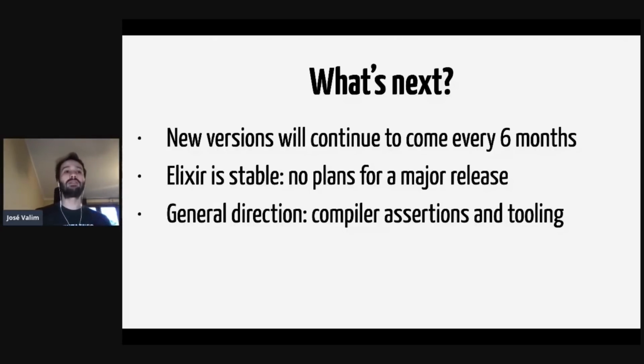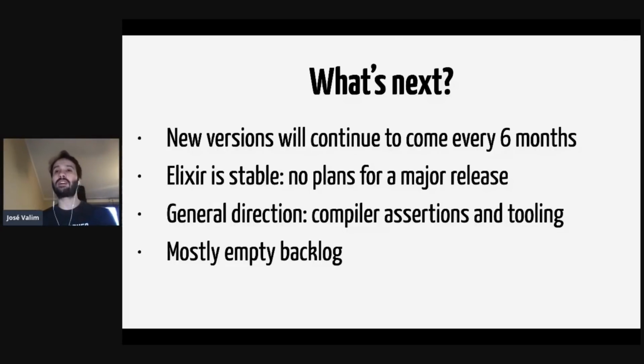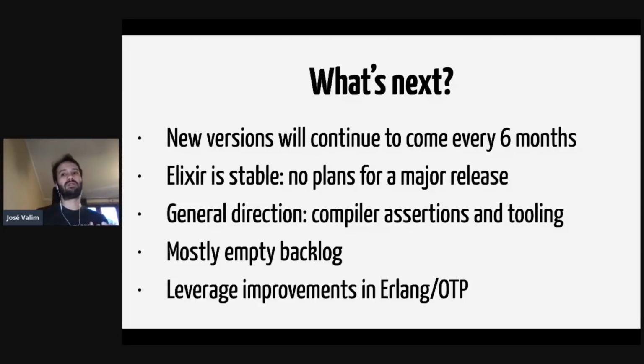Generally speaking, we have a mostly empty backlog. So if you go to the issues tracker today, you are going to see that a lot of the issues in there are mostly about catching up with Erlang OTP, right? So one of the things that we also want to do is that every time there's a new Erlang OTP release, we want to make sure that we are leveraging the greatest and the best that there is in it, right?